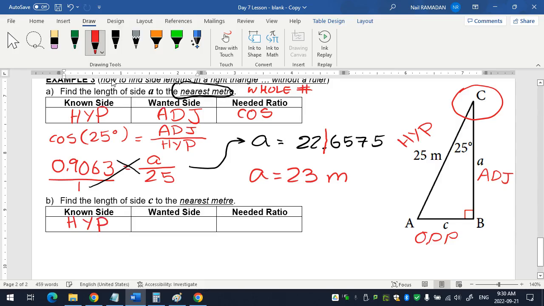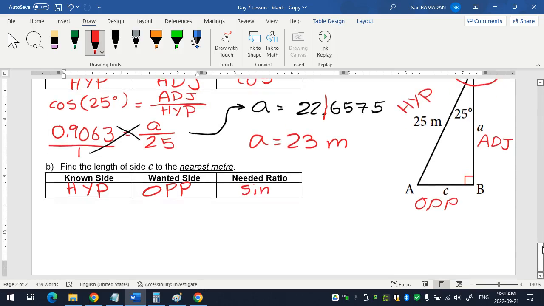But which one do you want now? You want C, which is called what? Nice. Okay. Can someone tell me what relates opposite and hypotenuse? Sine, cosine, or tangent? Sine. Nice. You see the process? That's the story you have to keep telling yourself. Okay.